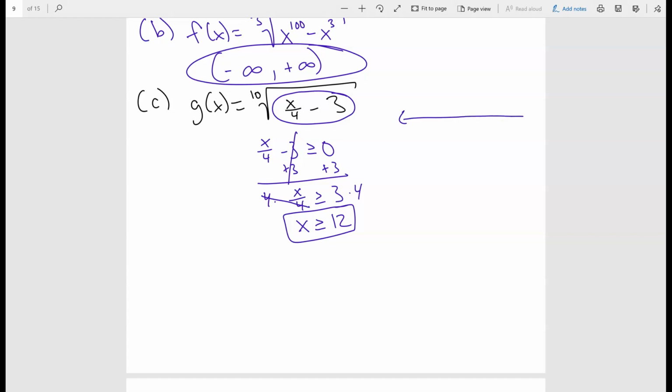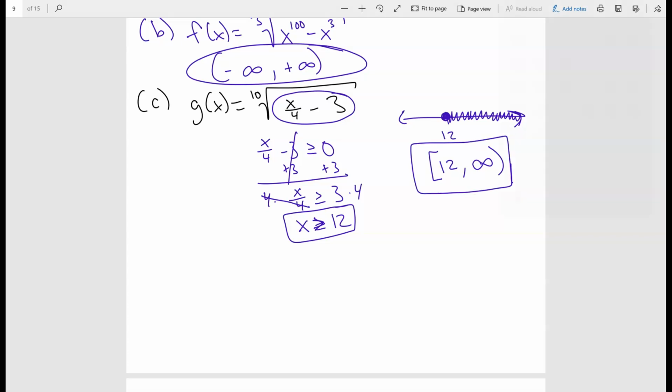If I were to draw a number line, and here is 12, 12 is included, so we draw a closed circle because we're including it, and it's everything that's greater than 12. So it's going to be all of this. The way that we write it is we write 12 included with a bracket, all the way to positive infinity. And infinity is never included.